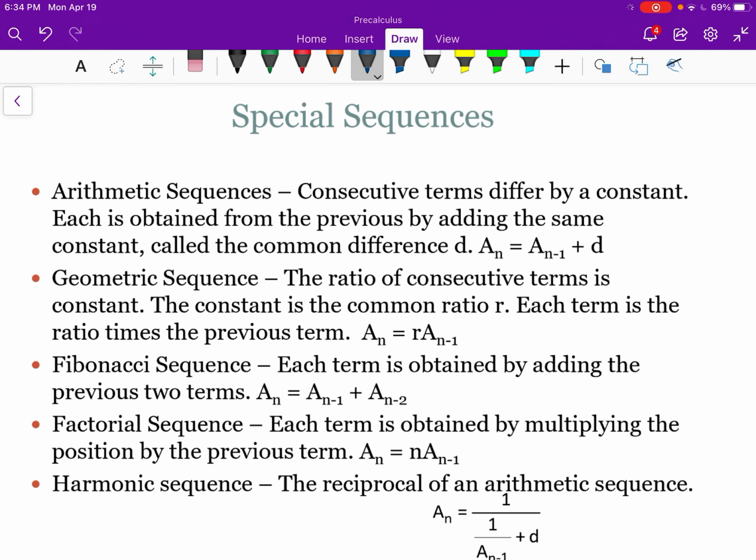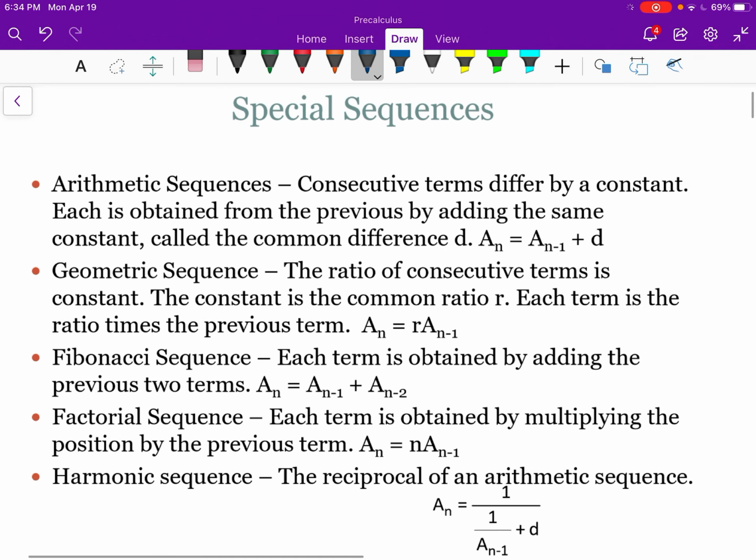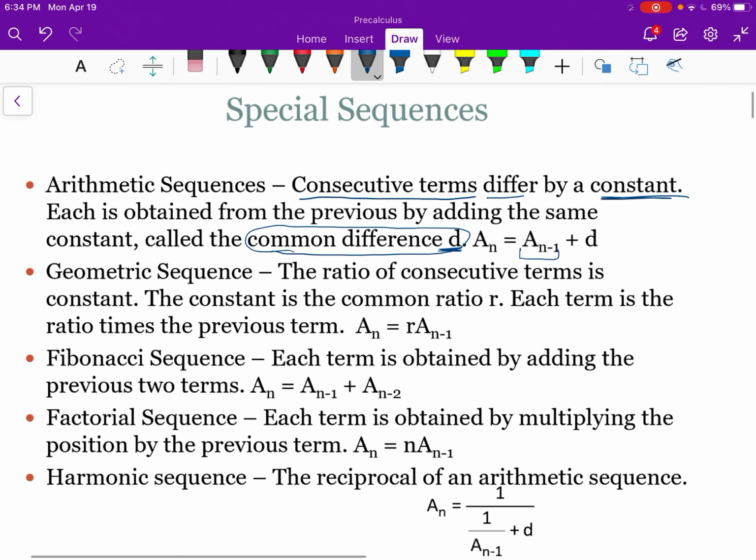Here are some special sequences that we will see throughout this chapter. So not just this lesson, but the entire chapter, especially these first two. An arithmetic sequence is one where consecutive terms differ by a constant. Each term is obtained from the previous term by adding the same constant called the common difference, and we call it D, the common difference D. So we always take the term before it and keep adding the same number.